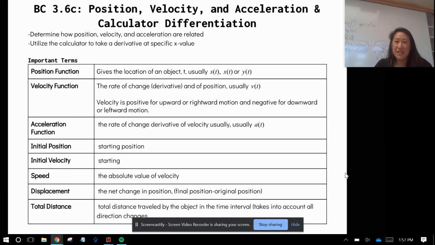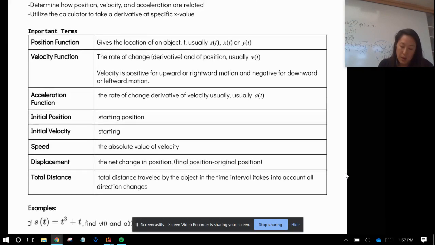Hi, today's topic is position, velocity, and acceleration. We've already discussed some of this stuff, but I just wanted to formalize things a little bit more. So position, like we said before, is s of t, x of t, or y of t.